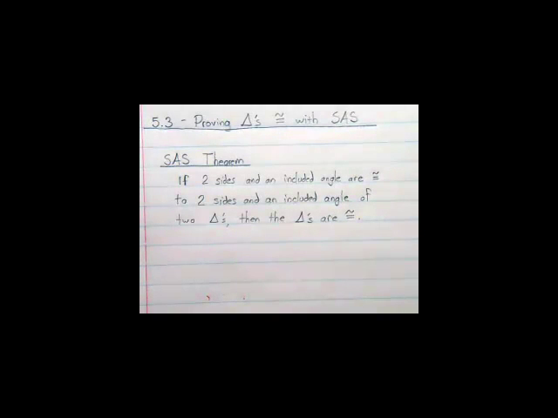Okay, so it basically says that if two sides and an included angle are congruent to two sides and an included angle of two triangles, then we know the entire triangles are congruent. That's side, angle, side.